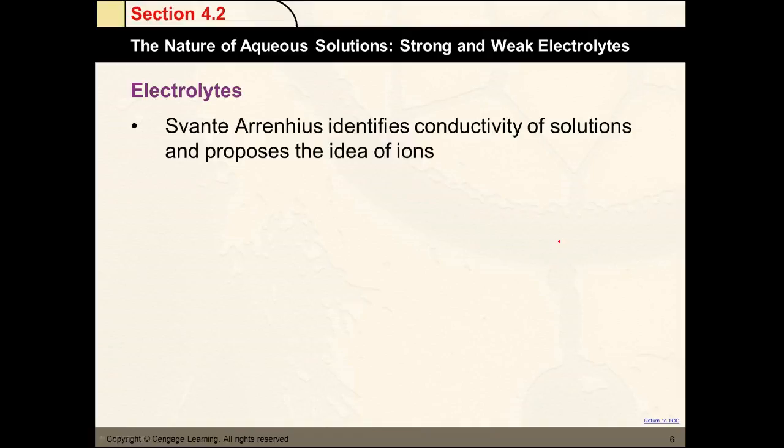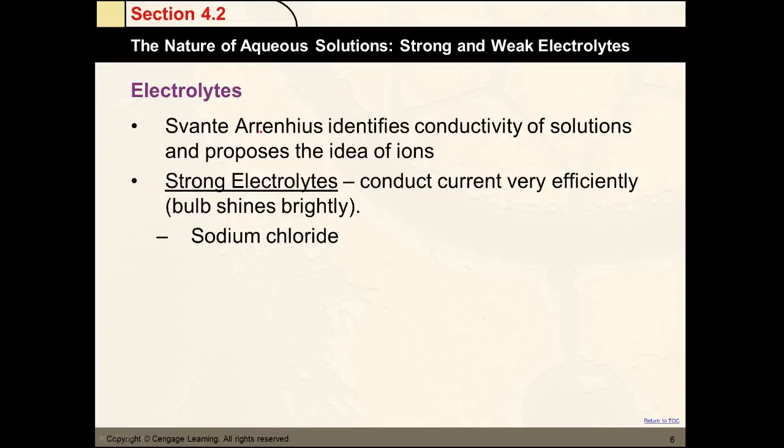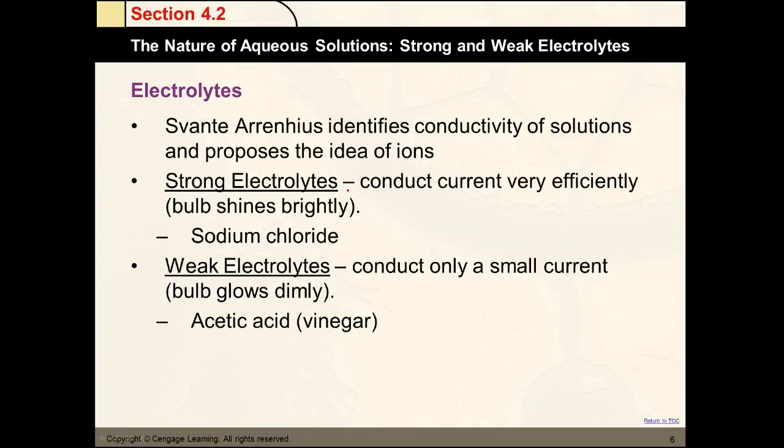Okay, now let's get into our next part here, which deals with electrolytes. And this guy named Arrhenius, he is the first person to identify the conductivity of solutions, and he proposes the idea of these ions. And he is from way back in the day, and so this idea of ions was pretty revolutionary at the time because they weren't really able to observe this very well. They couldn't see the ions. It was hard for them to detect, but he comes up with this idea, and then we decide to classify our electrolytes in two different ways, actually three different ways.